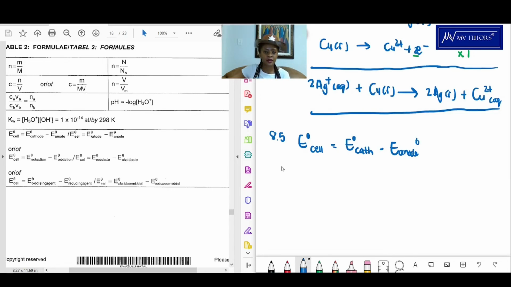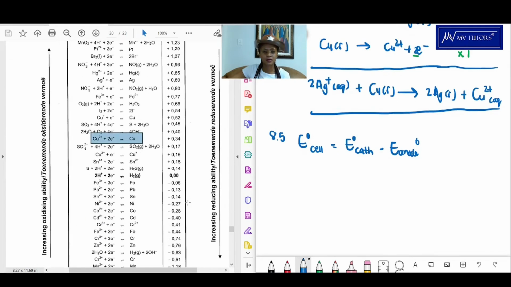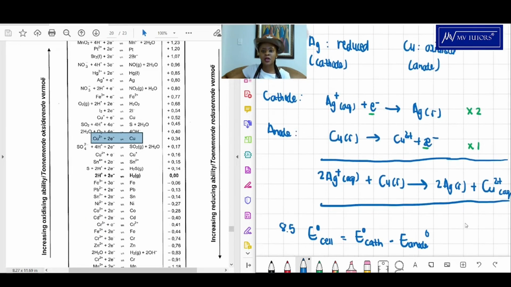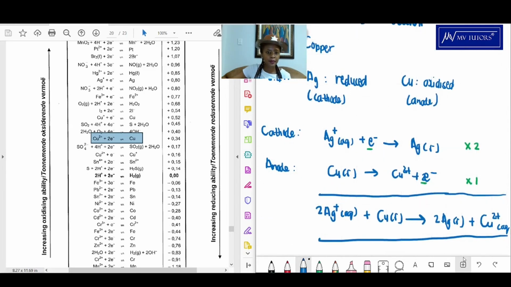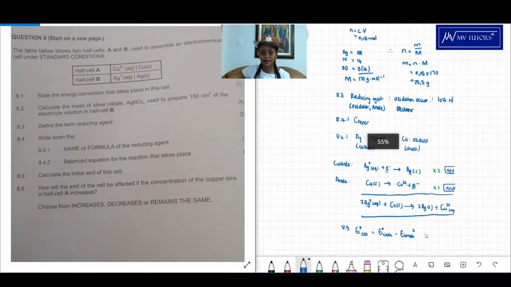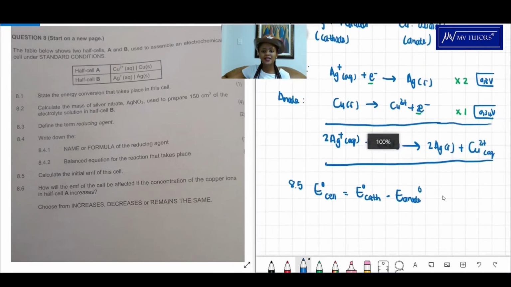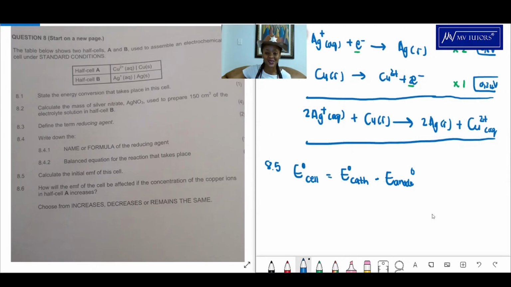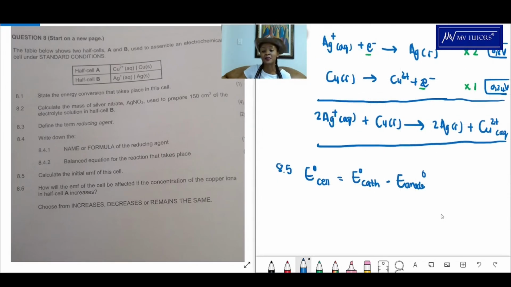Okay, the one thing that I really forgot to do was take down the values. At least we have highlighted it there. So for silver, we have the value of 0.8 volt. And then for copper, we have 0.34 volt. So for a galvanic cell, when you are calculating the initial EMF, you must make sure that at the end, your answer is positive. If you're getting a negative answer, guys, you did something wrong.